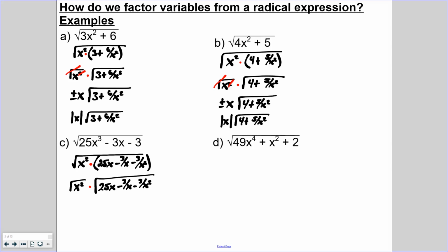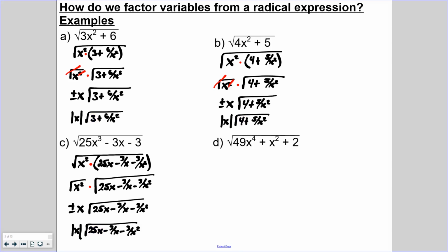And as we've done before, the square root of x squared is going to be plus or minus x times the square root of 25x minus 3 over x minus 3 over x squared. And as always, we can rewrite it as the absolute value of x if we want, times the square root of 25x minus 3 over x minus 3 over x squared. Boom. Factored. So we're not always going to get this nice and neat whole number at the beginning. Sometimes we might be given expressions where we need to keep part of the variable inside the radical because we can't factor it out. All right, let's move on to our last example here.